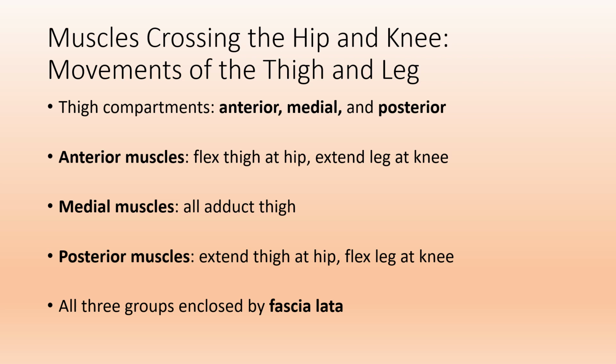The thigh now can be divided into an anterior compartment, a posterior compartment, and a medial compartment. Think of that medial compartment as your inner thigh. The anterior muscles all function to produce some or all of the actions listed here, such as flexion of the thigh at the hip and extension of the leg at the knee. So if you are going to perform hip or thigh flexion, think about bringing your thigh up towards your trunk. And extension of the leg at the knee, think about kicking a ball or just straightening your leg.